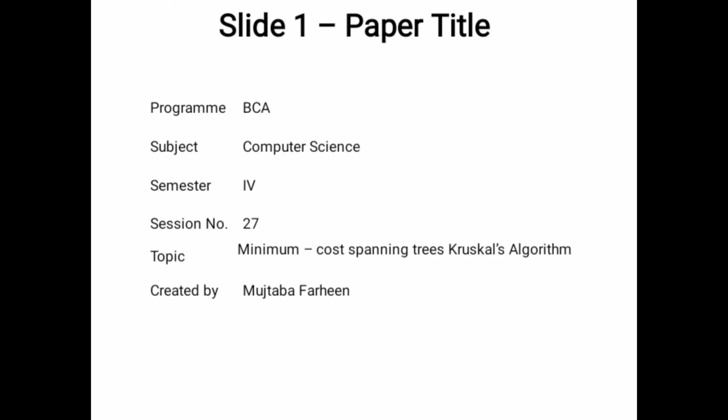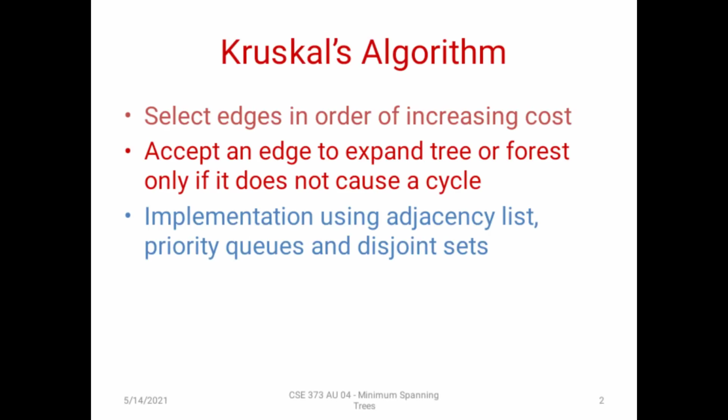Good morning. In today's class, we will learn about minimum cost spanning tree using Kruskal's algorithm. As we all know, every spanning tree of n vertices will have n minus 1 edges. The problem here is to select n minus 1 edges such that the cost of the spanning tree is minimum. In the previous session, we have seen the method of obtaining minimum spanning tree using Prim's algorithm. Now in this session we will learn Kruskal's algorithm to find the minimum spanning tree.